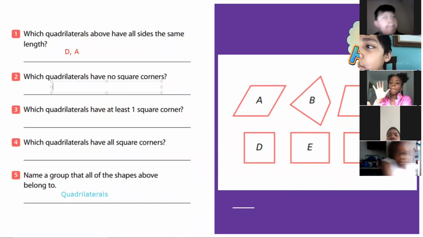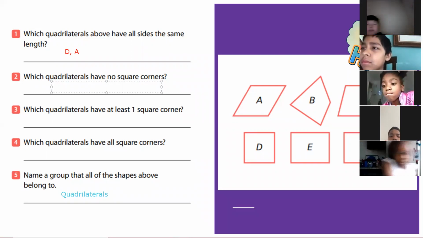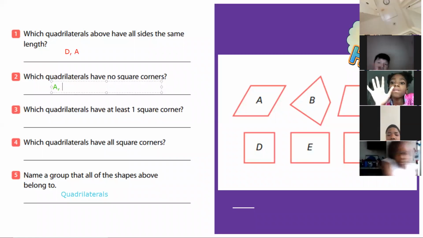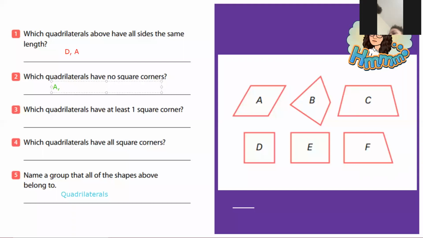So then the next one, Felix, do you know any of them that do? I think one is A. A has no square corners. Awesome. What's another one that doesn't have any square corners? Danila? B.